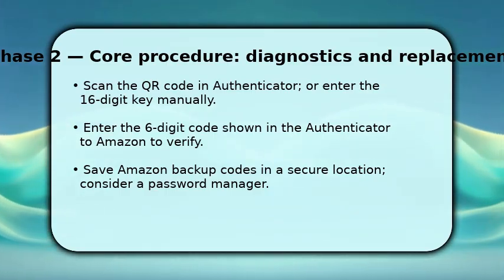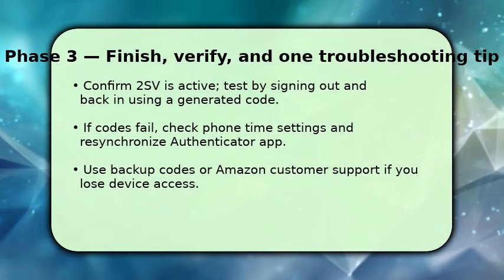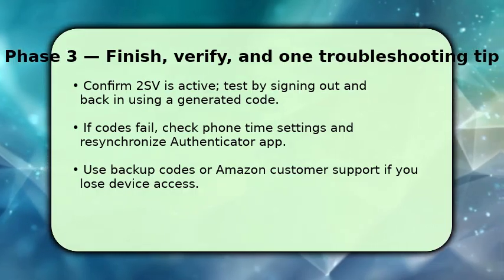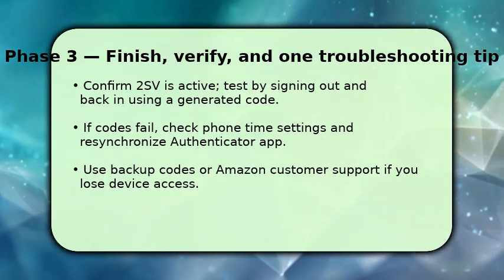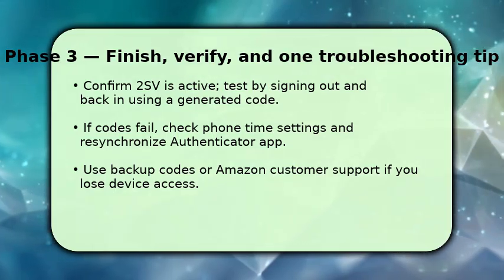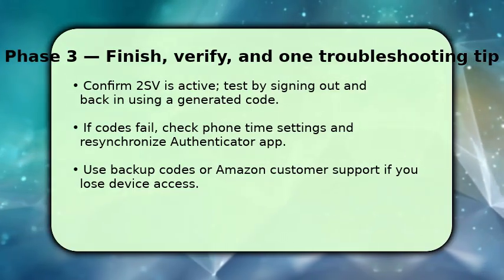Complete setup by confirming two-step verification is active and performing a quick sign-out sign-in test using a generated code. If the code is rejected, first verify your phone's clock is set to automatic time. Token apps need accurate time to match Amazon. Resynchronize the app or rescan the QR code if possible.